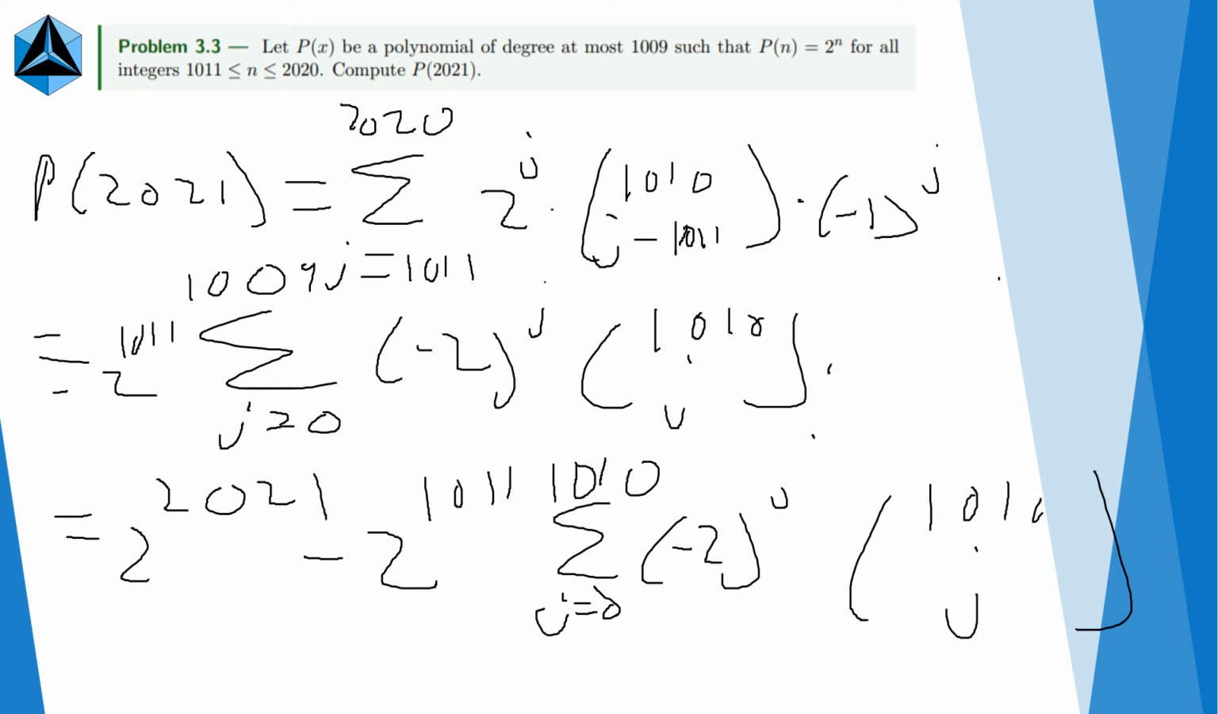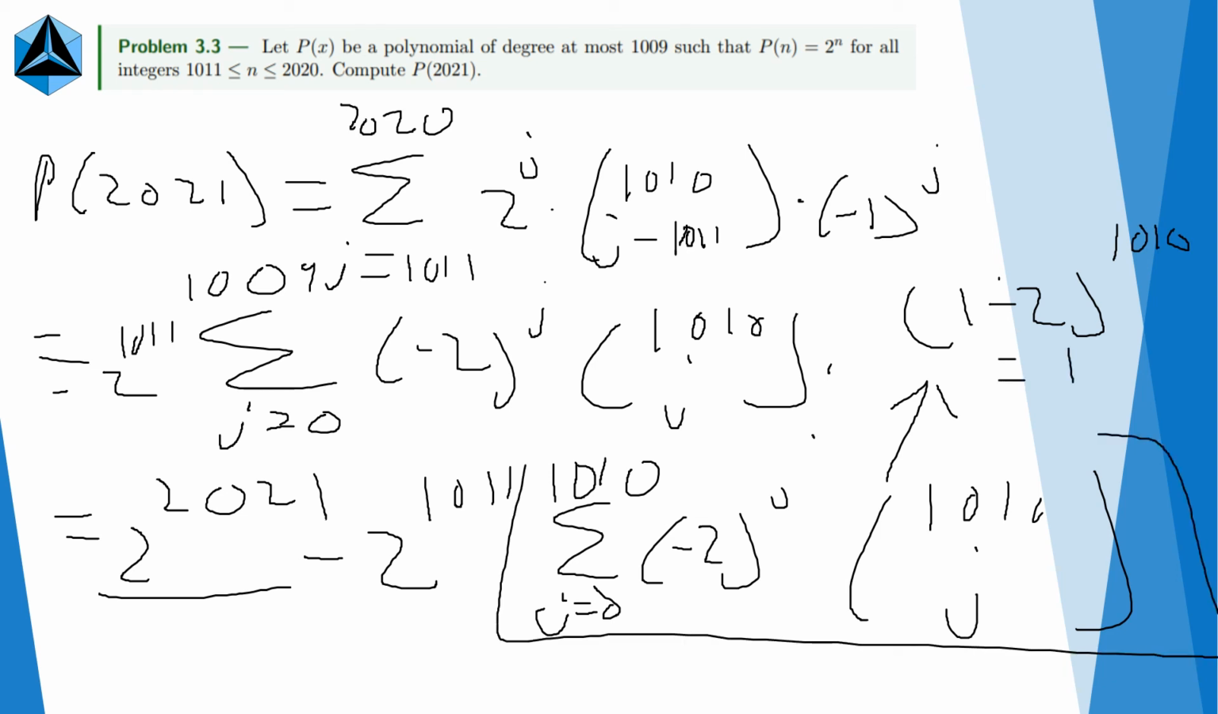And then when we plug in 1010 for j, we get -2 to the 1010, so 2 to the 1010 times 1, since 1010 choose 1010 is just 1. And then we can bring that out, and that's where we got the 2 to the 2021 from. So now applying the binomial theorem, this is just equal to 1 minus 2 to the power of 1010. And so that's just equal to 1. So this entire summation here is just equal to 1.